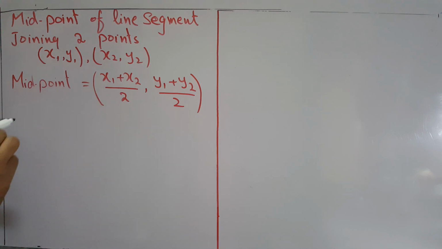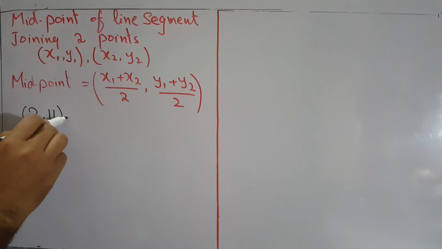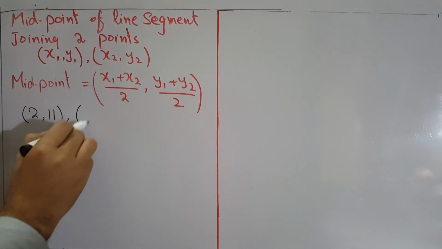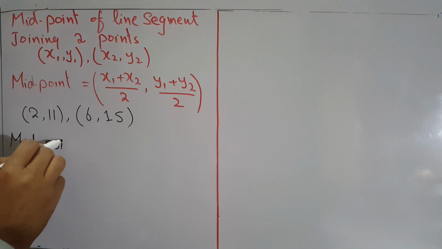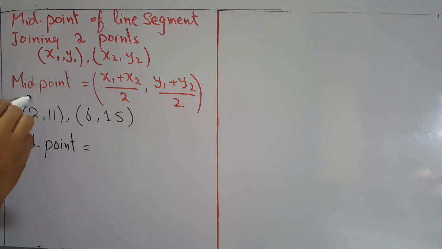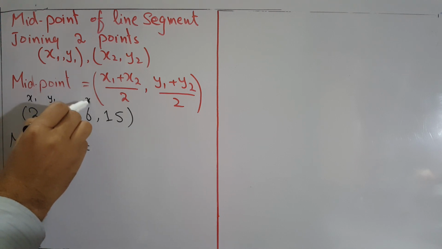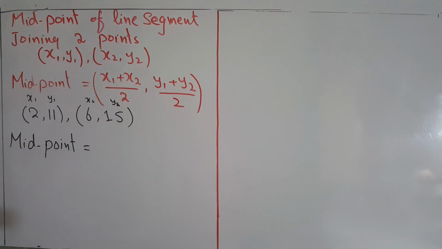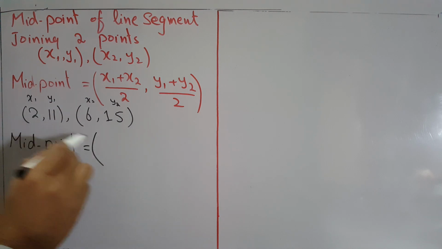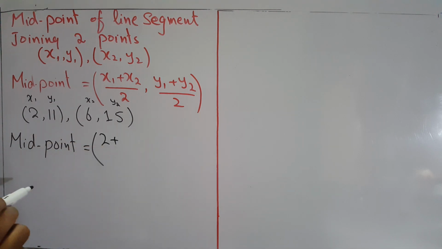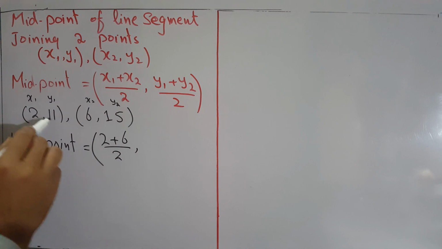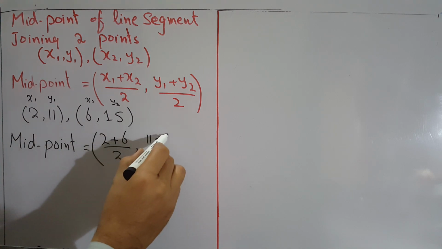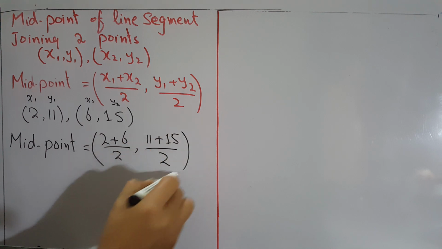For instance, we are given a problem where the first point is 2 and 11 and the second point is 6 and 15, and you're asked to find the midpoint of these 2 points. If this is your x1, this is your y1, this is x2 and this is your y2, then you add up the x's. x1 is 2, x2 is 6, you divide by 2. Then y1 is 11 and y2 is 15, you add them up and divide by 2.